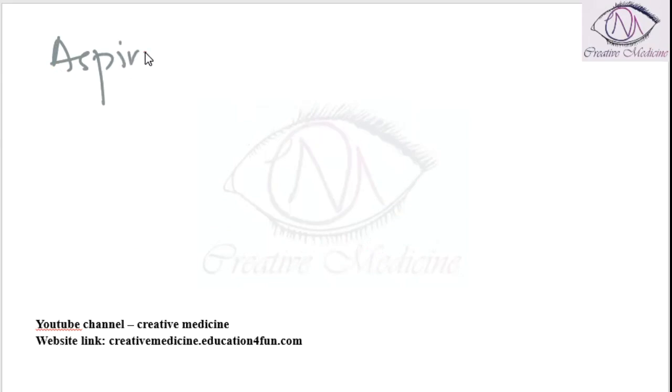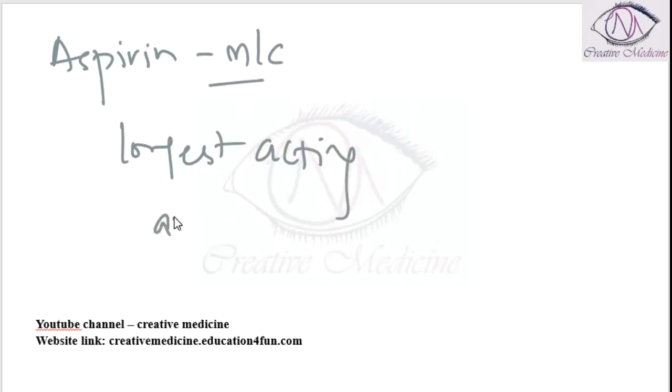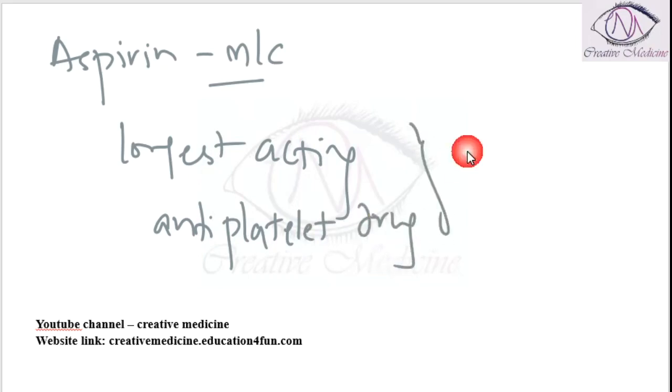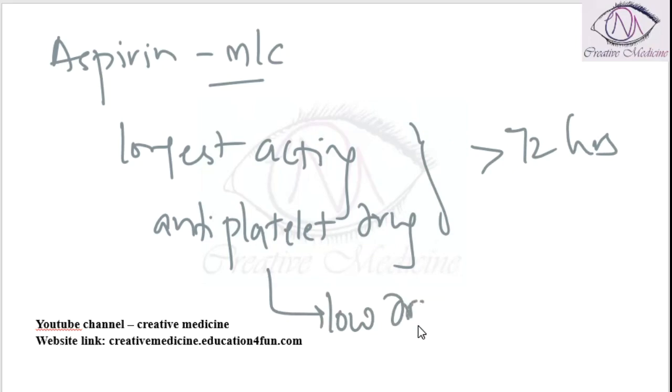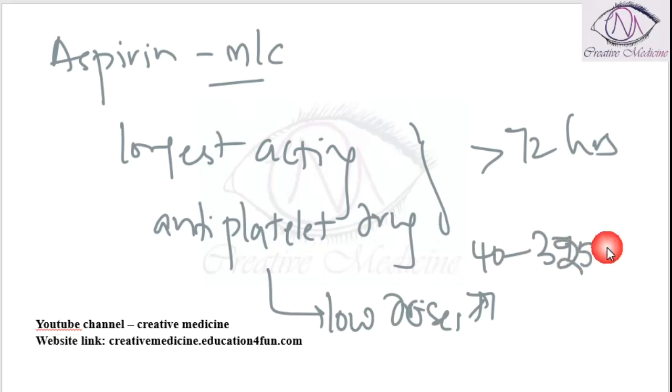Aspirin is the most commonly used NSAID and it is the longest acting anti-platelet drug. It is an anti-platelet drug because it blocks platelet aggregation, and the effect lasts for more than 72 hours. It is an anti-platelet drug mainly at lower doses. The dose of aspirin acting as an anti-platelet drug is 40 to 325 milligrams.